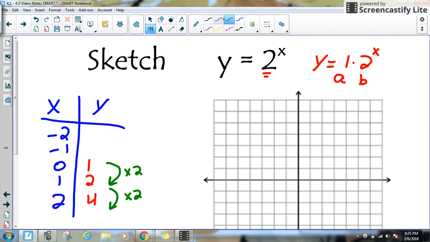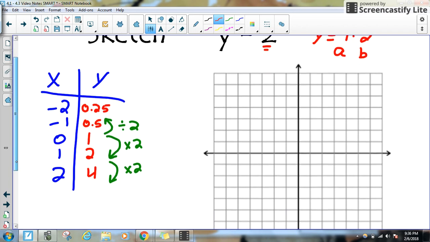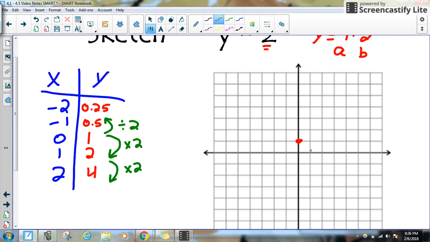And interestingly enough, if you wanted to go backwards in a data table, you would simply divide by 2, because if you move downwards, you times by 2, so moving backwards would be division by 2. So 1 divided by 2 is 1/2. And then if you were to divide by 2 once again, it would be 1/4. Okay? So let's plot the points here. So we've got (0, 1), (1, 2), (2, 4), and (-1, 1/2), and (-2, 1/4).